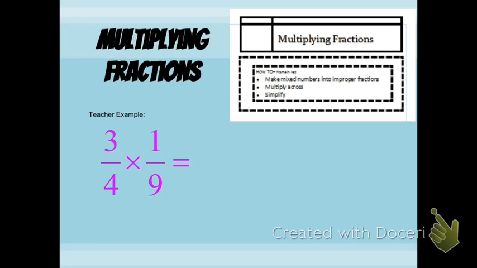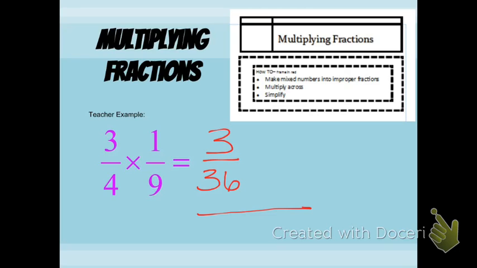So this one has been worked out for you in your notes. So real quickly, I'm going to work it out here, just to remind you. So we're going to just multiply straight across. So 3 times 1 is 3. And 4 times 9 is 36. Okay, and then we look. Now, sometimes that fraction doesn't reduce. But this time it does have a common factor. And if you're in doubt, try to make the cake and see what happens.